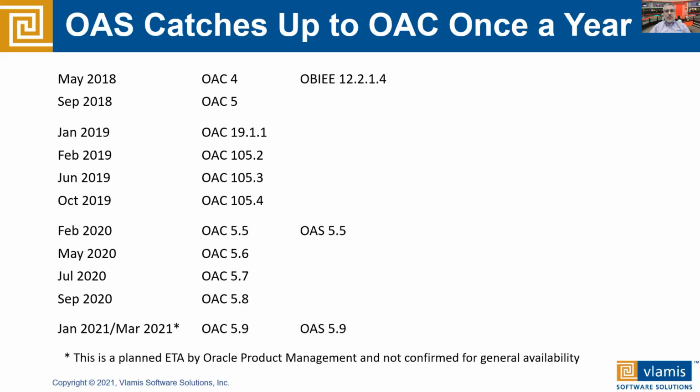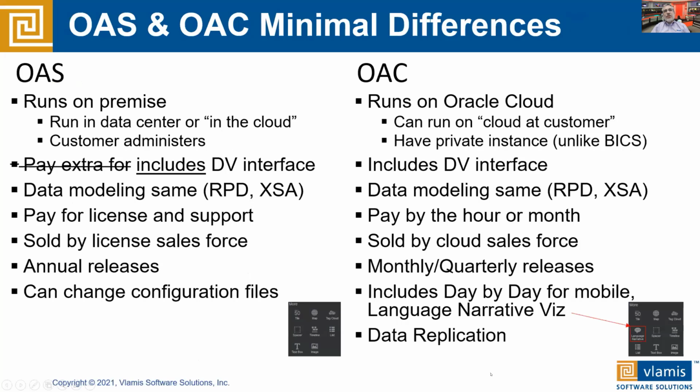I've had conversations with people. There are some differences between those. If you're a customer that's looking at, should we upgrade to this? OAS, the big difference, of course, is it runs on-prem. It runs in your data center, or it can run in the cloud, but it's going to run where you're hosting the entire operating system, everything. And you administer that, you take care of the patching. Whereas if you want to use OAC, it runs on the Oracle Cloud. If you're a cloud customer, you basically buy a big cloud machine from Oracle, but you run it on Oracle's cloud. OAS does include the DV interface.